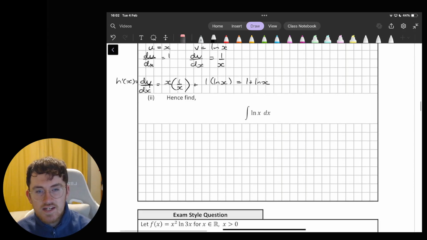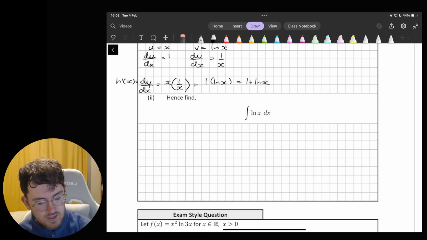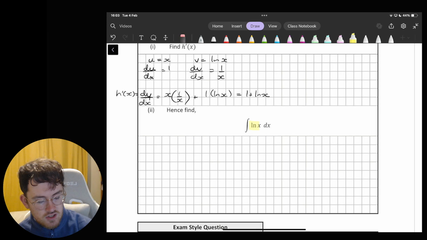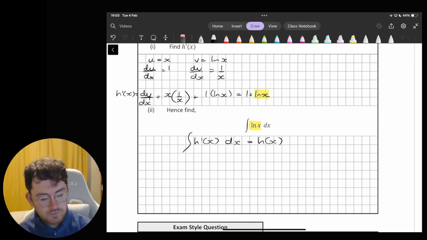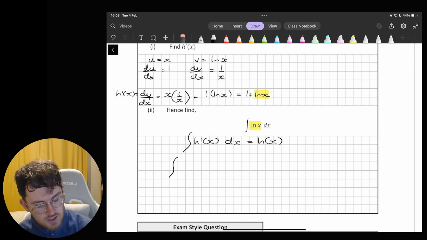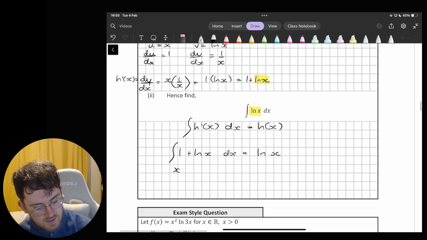Hence find the integral of ln of x. Okay, so again, I'm looking at the question and seeing, right, I can see where that is in my derivative here. I'm making use of that idea that I know the integral of a derivative is the same as my original function. Okay, I have that relationship. So the integral of 1 plus ln of x dx is equal to ln of x. That's going to be the integral of 1 plus the integral of ln of x dx equals ln of x.